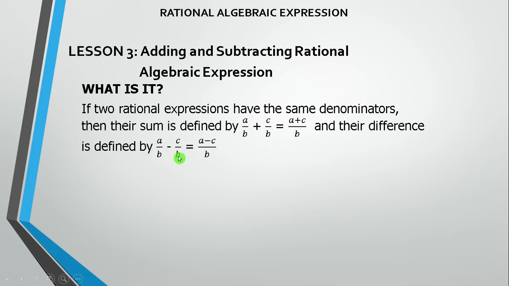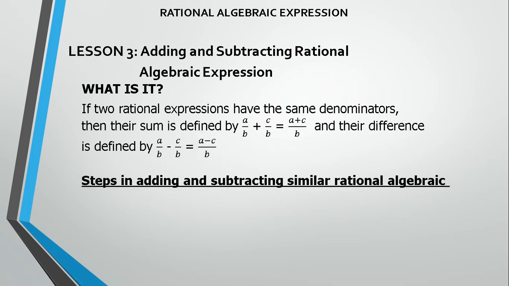Difference or subtracting rational expression. Si A, ang kanyang denominator is B. Tapos si C, ang kanyang denominator is B also. Diba? A over B minus C over B. The result is just copy the denominator then subtract the numerator.